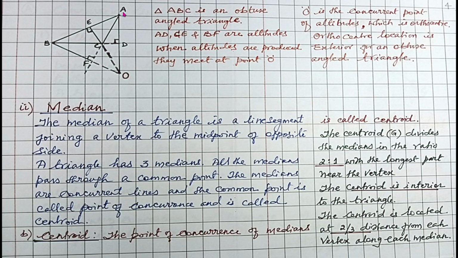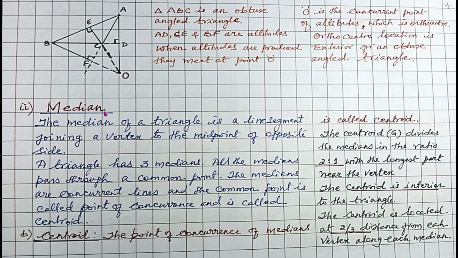If you take this triangle here, we have the triangle ABC, which is an obtuse angle triangle. If you draw the perpendiculars, that is altitudes, to the sides of the triangle ABC and produce them backwards, they meet at a point O, and that point O is called the orthocenter of the triangle, which is an obtuse angle triangle. So like that, the orthocenter position is different for different types of triangles. Remember that. Now the second important concurrent lines are the medians.